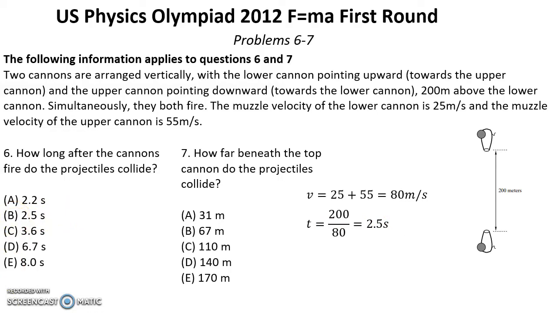Next question is number 7. How far beneath the top cannon do the projectiles collide? Solution. So using this equation for total height, we can count it after putting in the numbers. That will be around 170 meters, which is answer E.